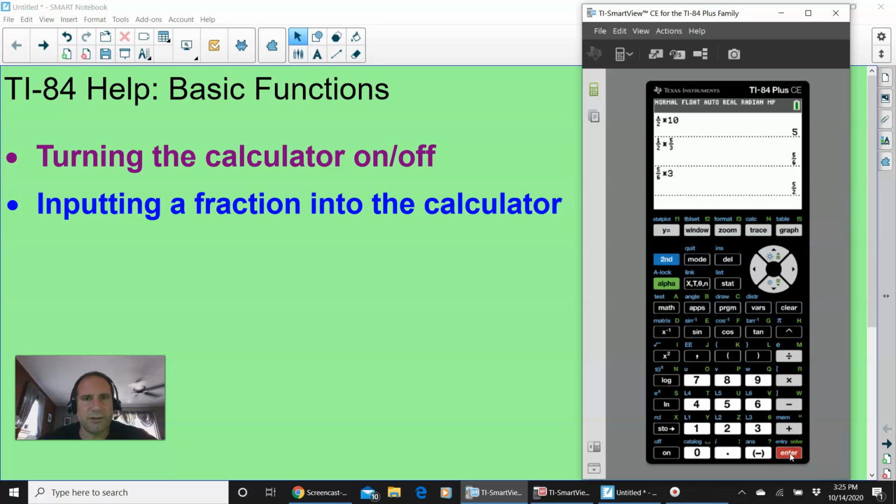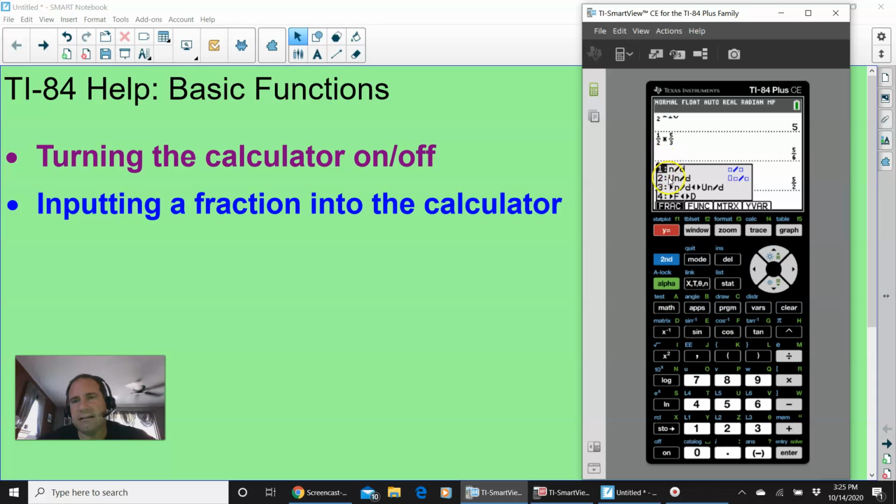you'll get 5/2. All right, so just to review, that's alpha X. That's one way. And then the other way is alpha Y, and then that one, you press enter, and that's the fraction numerator and denominator ready for you to input.